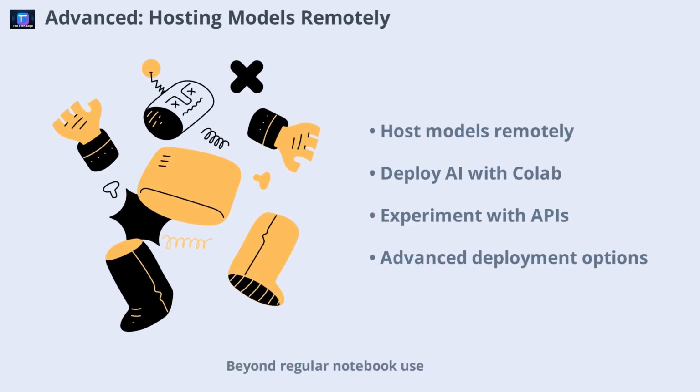Beyond regular notebook use, you can leverage Google Colab as a free remote server to host models, such as with Ollama and Gemma 3. This allows you to deploy and interact with AI models remotely, opening up even more advanced use cases. Whether you're building APIs, serving models, or experimenting with deployment, Colab's integration with VS Code makes these tasks more accessible.